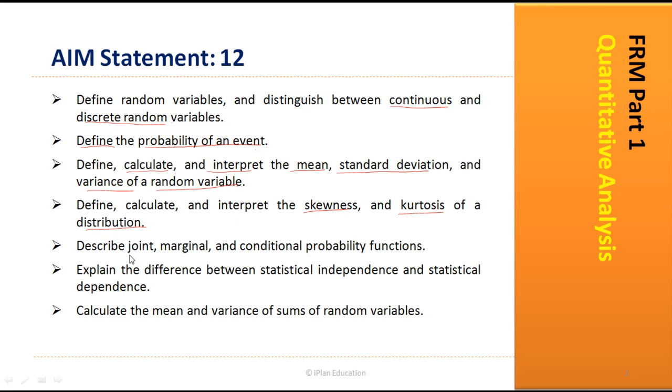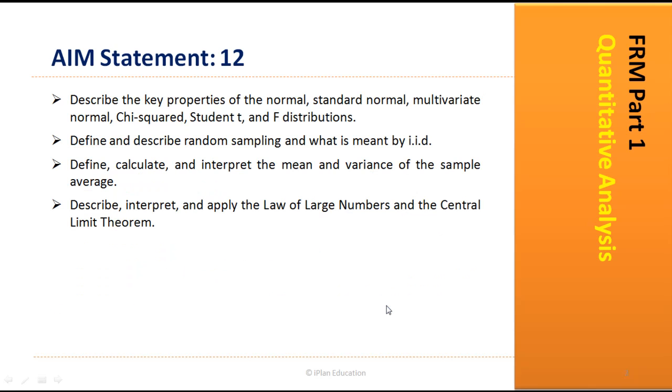We'll also describe joint, marginal and conditional probability functions and understand the difference between statistical independence and statistical dependence of different events. Then we'll look at the mean and variance of sums of random variables. Then we'll describe the key properties of normal, standard normal and multivariate normal distributions. We'll also look at chi-squared, student t distribution and f distribution.